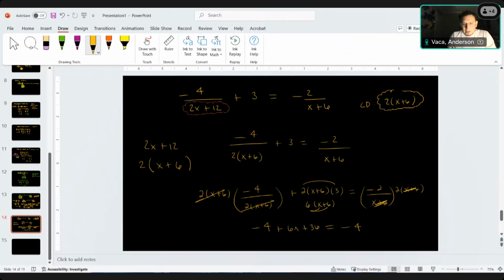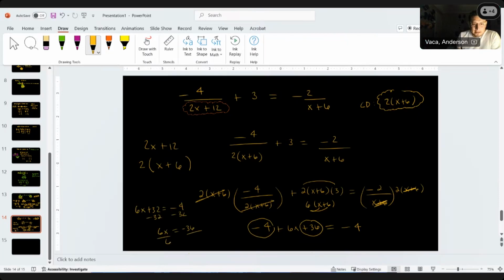Okay? What we notice on the left is that this negative 4 and this 36 combine to 32. So we get 6x plus 32 is equal to negative 4. Minus 32, 6x is equal to negative 36. Dividing by 6, we get that x is equal to negative 6. There's the answer.